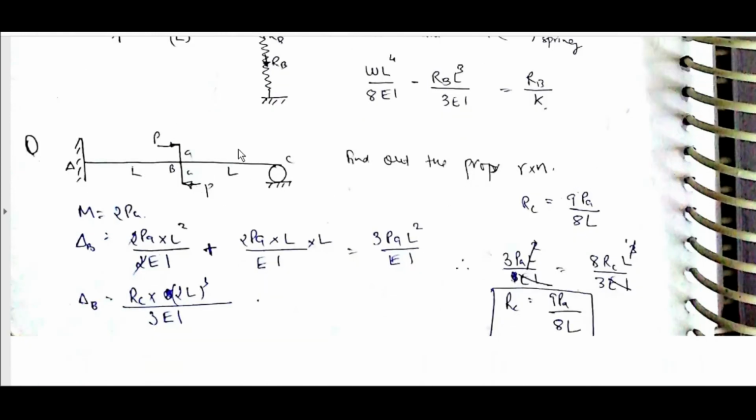Okay, RB M is equal to 2PA, delta V is equal to 2PA into L square by 2EI plus 2PA L into L by EA is equal to 3PA L square by EI. Delta V is equal to RC into 12 whole cube by 3EI. RC is equal to 9PA by 8L.